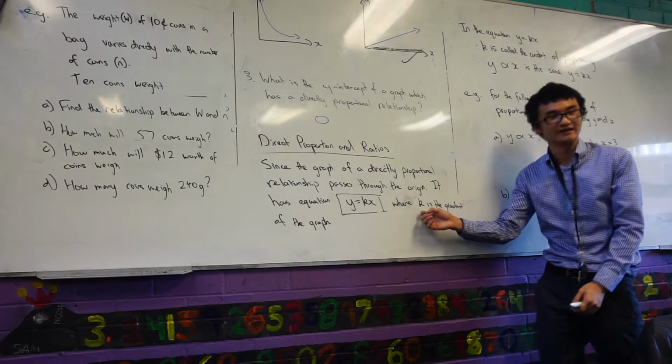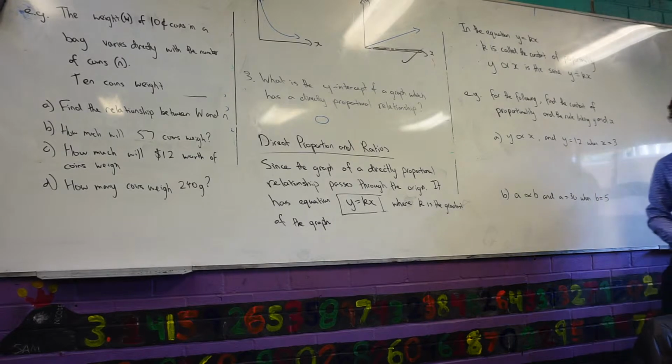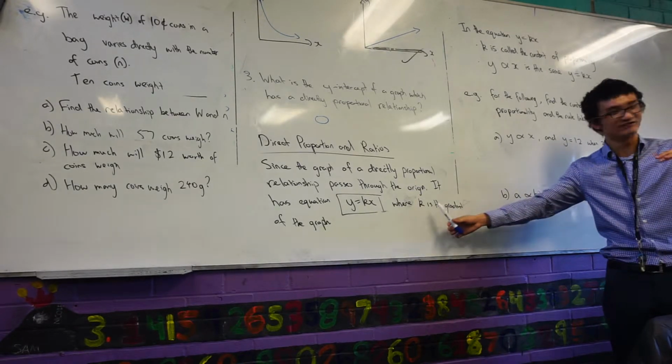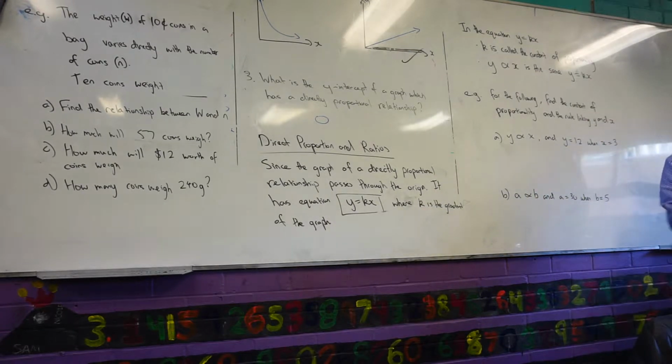So k we can understand as the gradient of the graph, how steep something is. What happens when that k value gets really high? Well, I get a really steep line, but it still goes through the origin. How are we going to use this to solve problems?